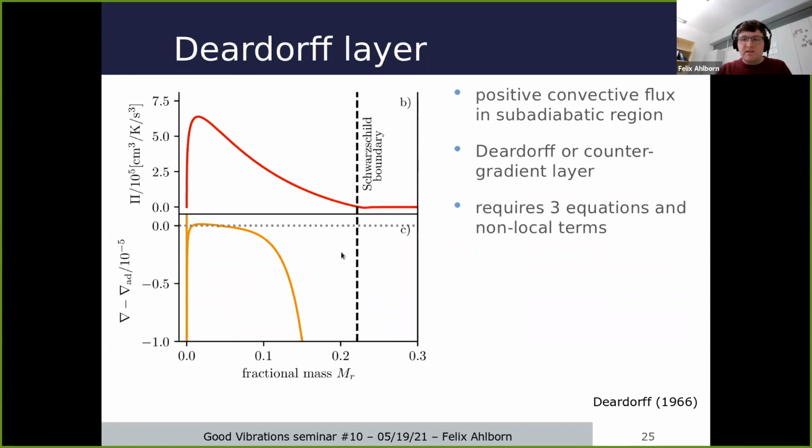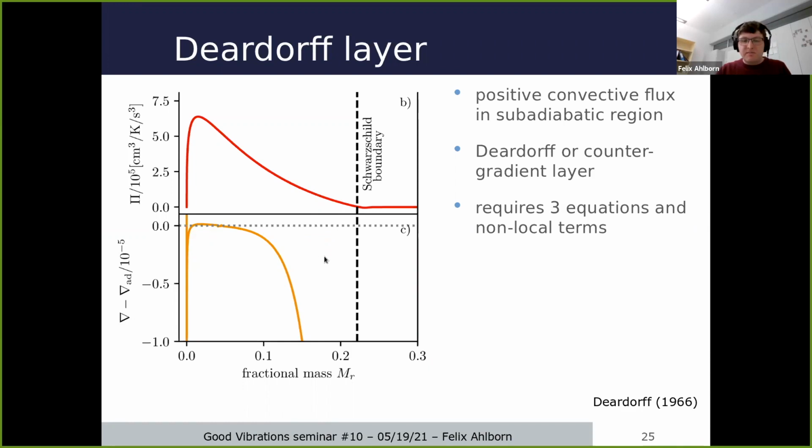Now one can go even one step further into the details of the temperature gradient. In this figure, I compare the convective flux, shown in the upper panel, and the superadiabatic temperature gradient, so the model temperature gradient minus the adiabatic temperature gradient. If you look in the region between 0.1 and 0.2 in fractional mass, we find a region in which the convective flux is still positive. However, the temperature gradient is already subadiabatic.